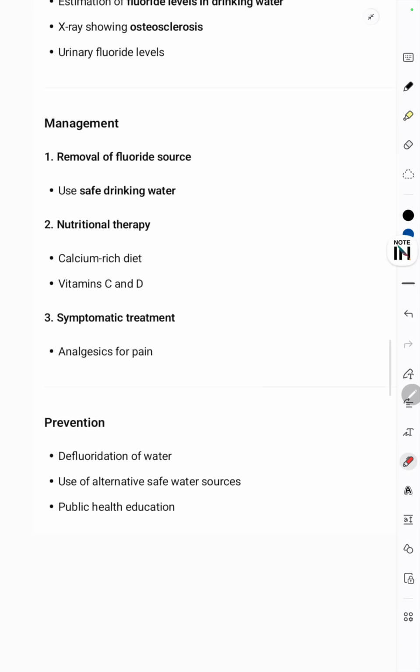Management: removal of the fluoride source, use of safe drinking water, nutritional therapy with a calcium-rich diet, vitamin C and vitamin D, and symptomatic management. Analgesics are given for pain. For prevention, defluoridation of water is done.